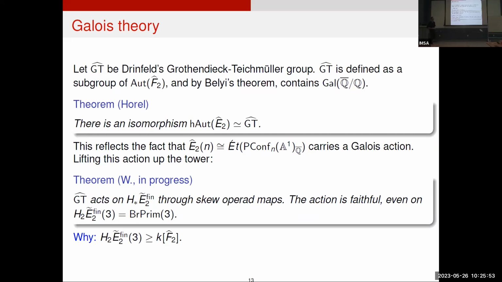Sorry, can you remind me what E2 hat means? It means the profinite completion of the terms in E2. What does that mean? So their homotopy types, for instance, are the K(pi,1)s for the profinite braid groups. Oh, I see. Yeah.